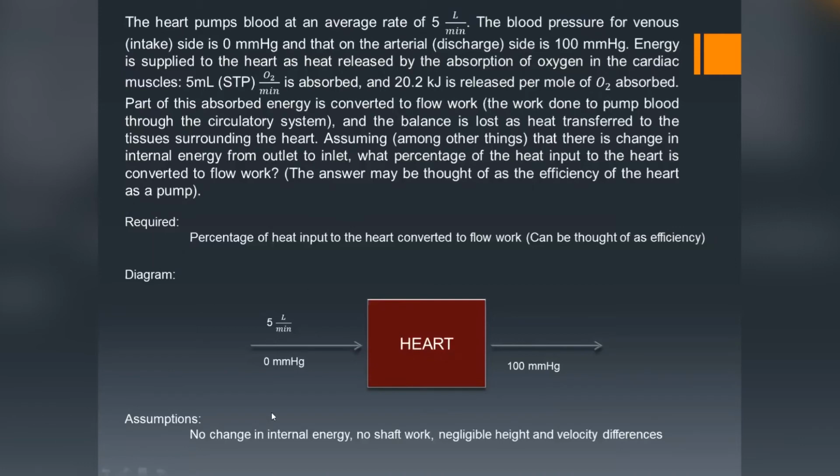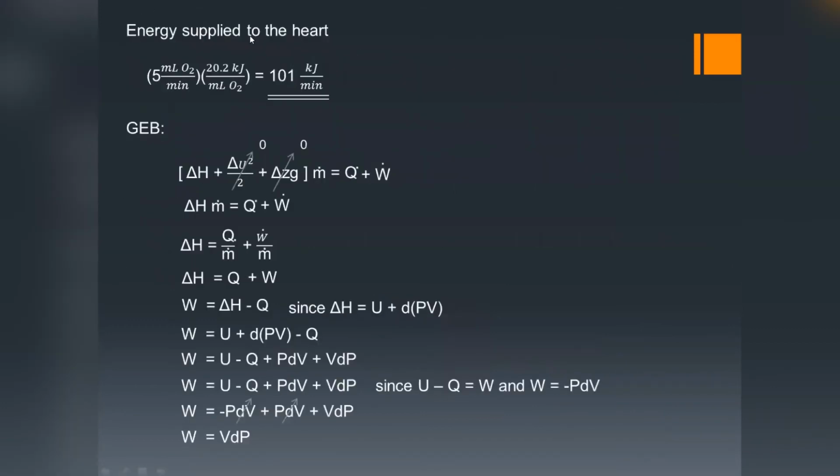Begin by setting up your diagram and assumptions. In this case, we assume that the change in internal energy is negligible, no shaft work, and the fluid is incompressible, making the height and velocity differences negligible. Calculate for the energy supplied to the heart by multiplying energy absorption rate to the energy supply rate, we get 101 kilojoules per minute.